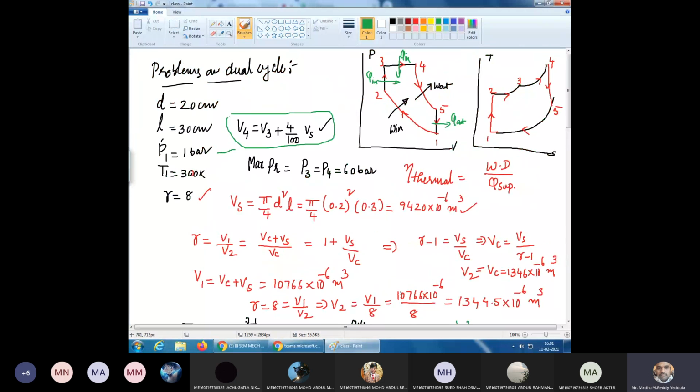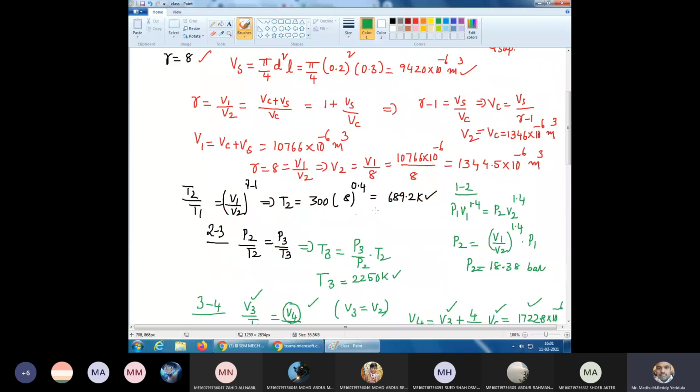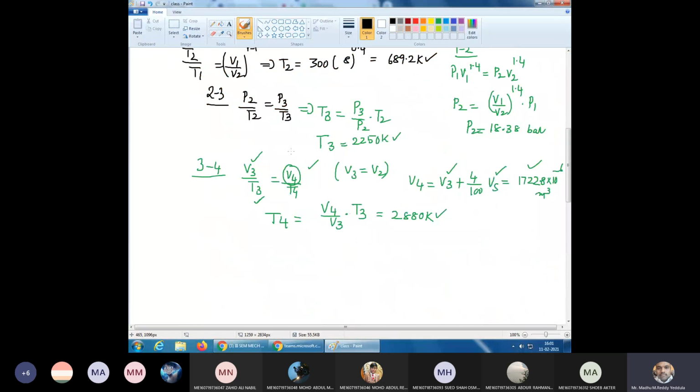Is T5 also required? Tell me, is the temperature T5 required for heat rejection or not? Heat rejection, very good. So how to get the heat rejection? It is taking place at constant volume. Therefore, Cv into T5 minus T1. Therefore, I want to calculate temperature T5 also, right? For that, we need to consider process 4 to 5, because I know the T4 value and V4 value. Therefore, instead of considering 5 to 1, I am considering 4 to 5.